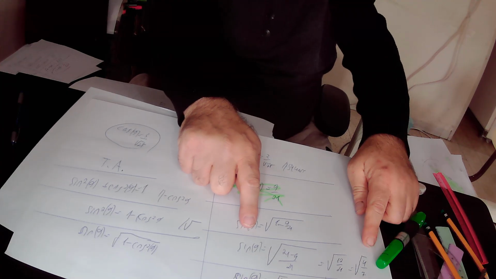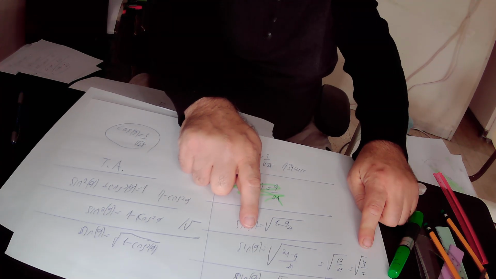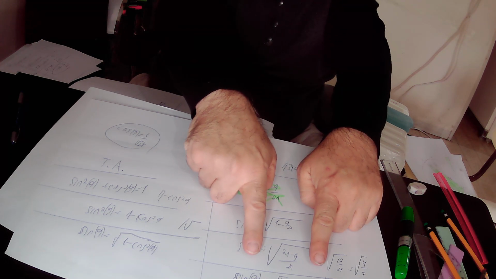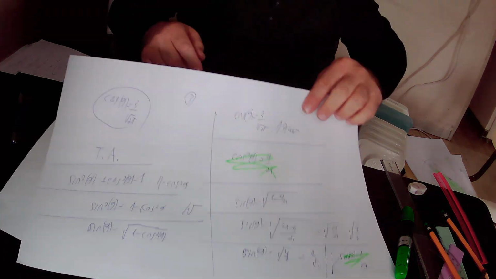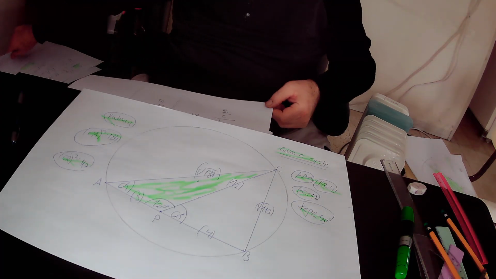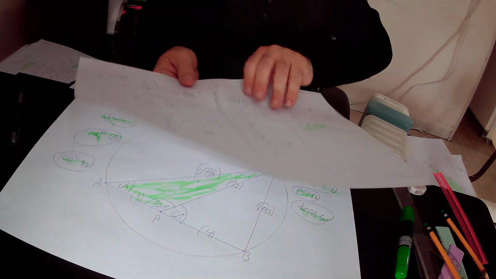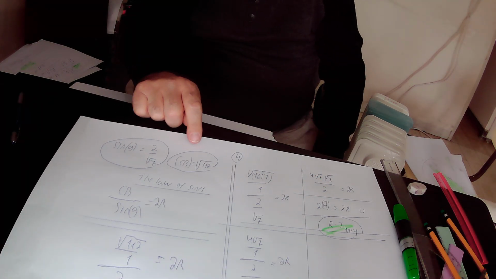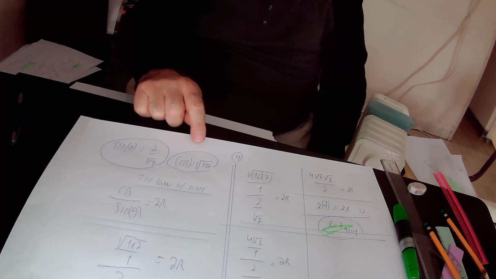Here we took 4 out of the root, the square root of 4 is 2, so inside the root we are left with only 7. So sine alpha equals 2 over the square root of 7. And then again, we found out that sine alpha equals 2 over the square root of 7, and CB equals the square root of 112.